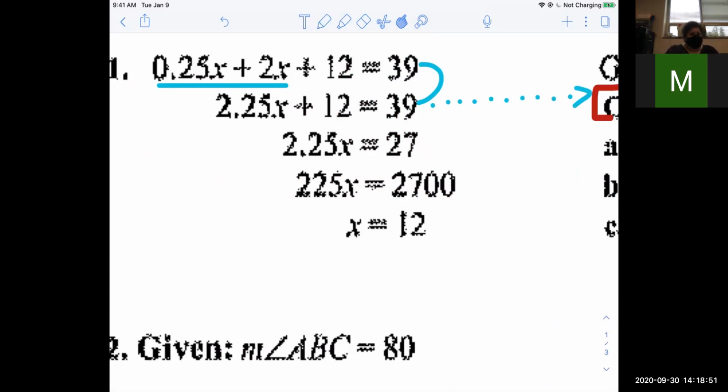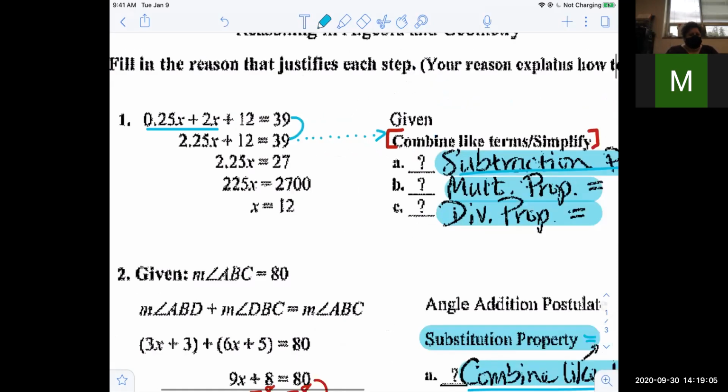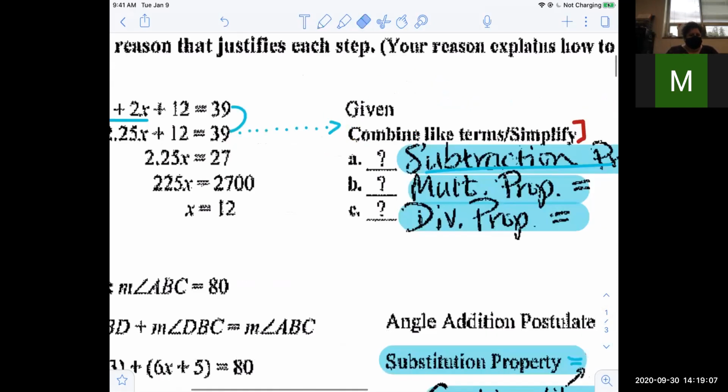Sarah? Good. It is not on both sides. When you do addition, subtraction, multiplication, or division, property of equality, that's something you're doing on both sides of the equation, right? So that one is either combining like terms or simplify, not addition, property of equality. And addition is not a thing, okay? If you're saying addition, you're referring to addition, property of equality.